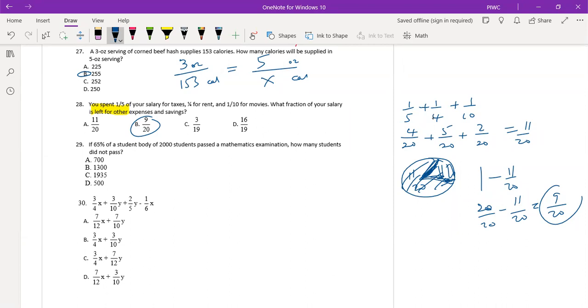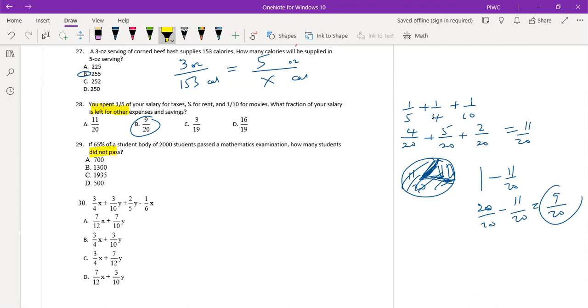Okay. 29. If 5% of a student body of 2,000 students pass a mathematics examination, how many students did not pass? So the key words are did not pass. That's the question here, did not pass.